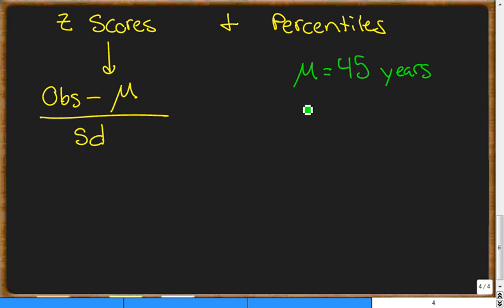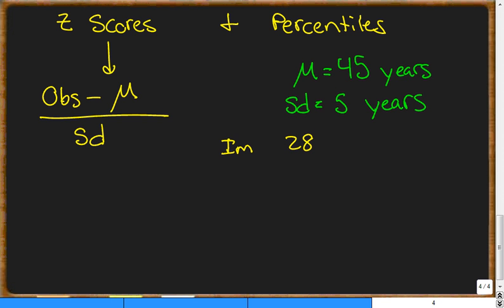Or 45 years. And let's say that our standard deviation is going to be 5 years. Okay? Now this is just data I'm making up. Well, if I wanted to know a z-score, and a z-score is important because it gives us direction in our distribution. And it tells us a lot of other things too. But let's say that I'm 28.